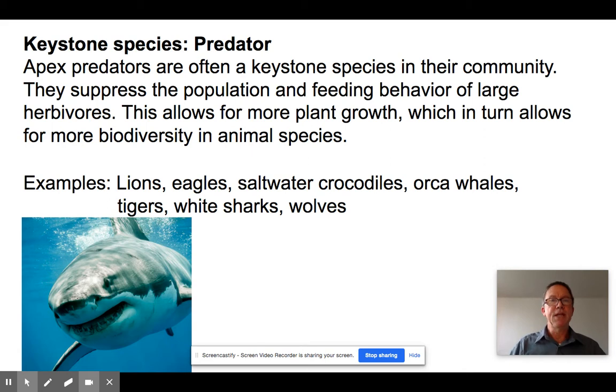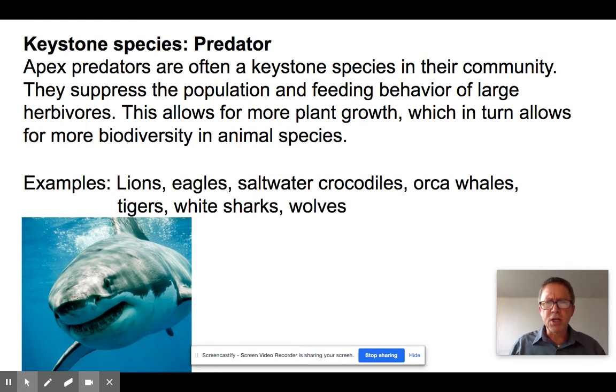So, for instance, if you have lions or wolves, then it changes the behavior of the deer and the elk, so they eat less often and they are a little more skittish, and as a result, certain plant species are better able to grow, which produces habitat for other organisms, and the biodiversity of the ecosystem is much richer.